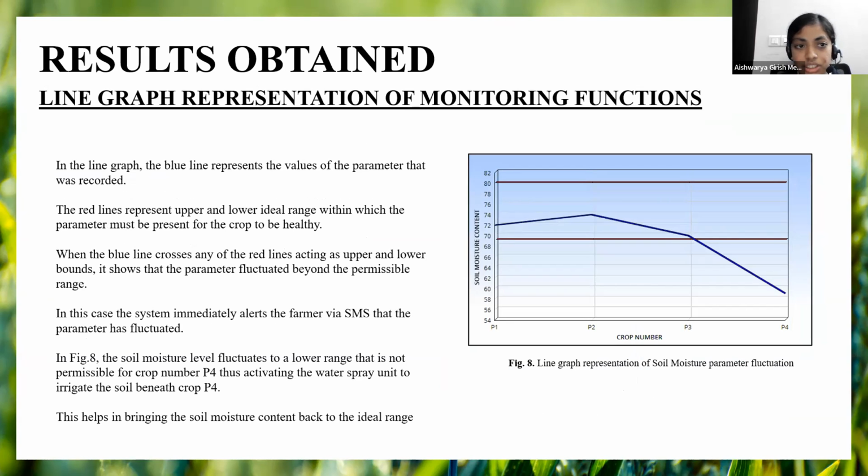So in order to understand how the system actually works, to analyze whether any of the parameters have fluctuated, I provided a graphical representation. The blue line here represents the value of the parameters recorded for each of the crops, and the red lines represent the upper and lower ideal range within which the parameter must be. So over here for crop number P4, you can see that it has actually exceeded the lower bounding red line. This means that the soil parameter, that is the soil moisture parameter, has fluctuated to a level that could be dangerous for the plant. So the system would immediately alert the farmer using SMS that the parameter has fluctuated for crop number P4, and that it is starting the spraying unit in order to irrigate the soil.